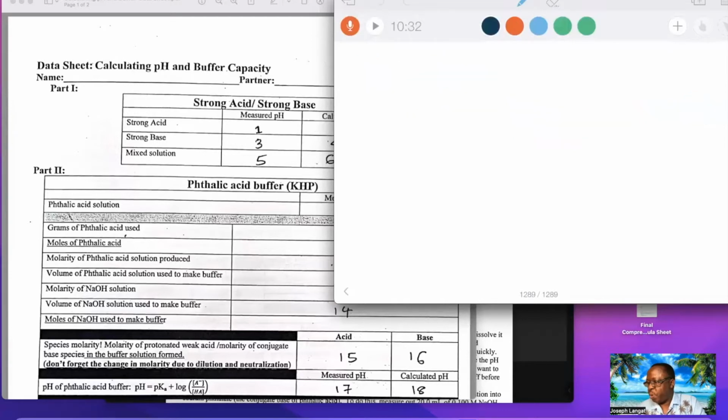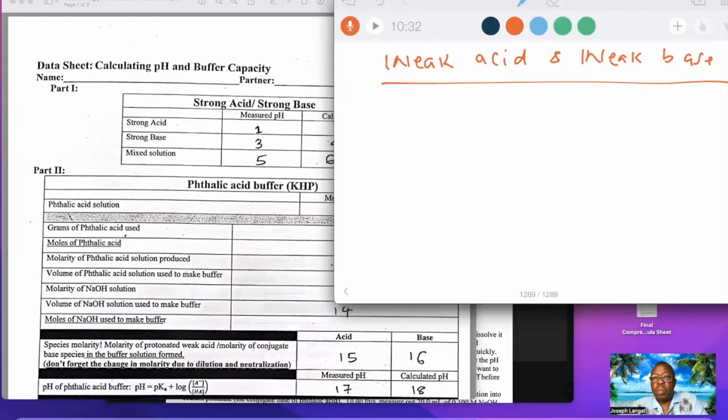For weak acids and weak bases, a weak acid does not dissociate completely, just slightly ionized, about 5%. And determining the pH of a weak acid is a different approach from determining the pH of a strong acid.